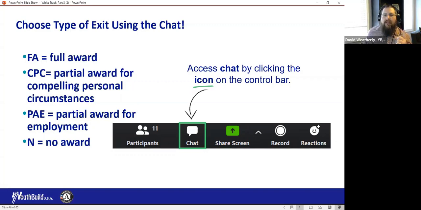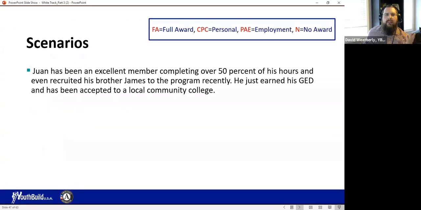The first scenario, if you are ready. Juan has been an excellent member, completing over 50% of his hours and even recruiting his brother James to the program recently. He earned his GED and has been accepted to a local community college. What do you do in this scenario? Is he eligible for a full award? Can you do personal and compelling? Is it employment, or does he not get an award at all? Put the answer into the chat, and then you shall be judged.